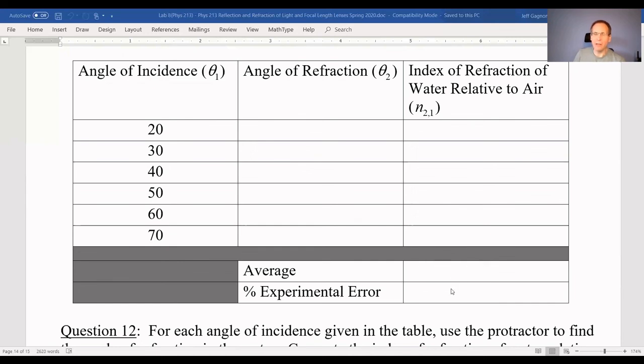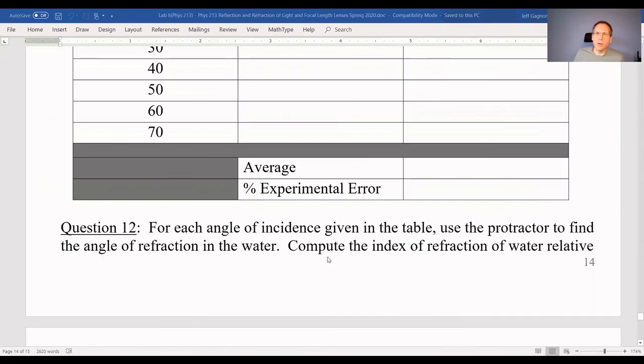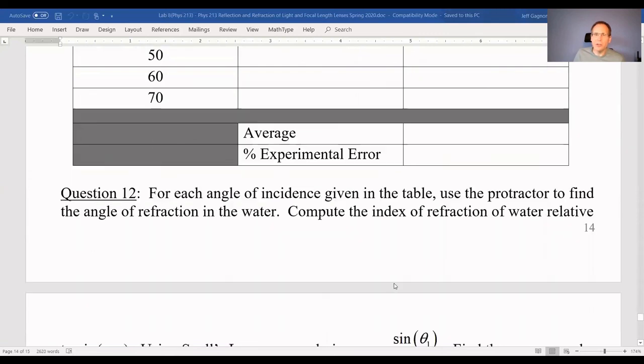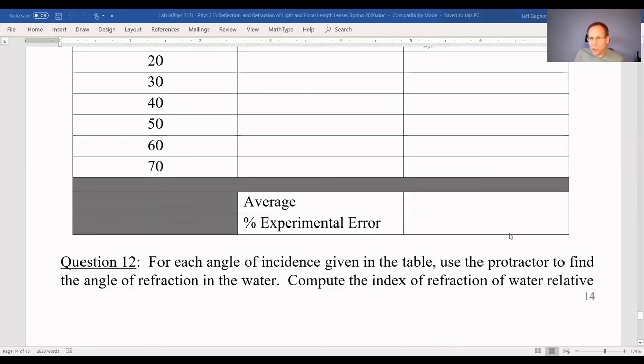Okay, so average those 6 values, and then compare that average to the gold standard or the accepted value, which is going to be 1.33. Why 1.33? Because the index of refraction of water is around 1.33. And remember, the index of refraction of air is very similar to that of a vacuum. It's almost exactly equal to 1. So 1.33 divided by 1 is still 1.33. So you'll compare your experimental value, your average, to 1.33 by computing the percent experimental error. And then again, make sure you show me those calculations.